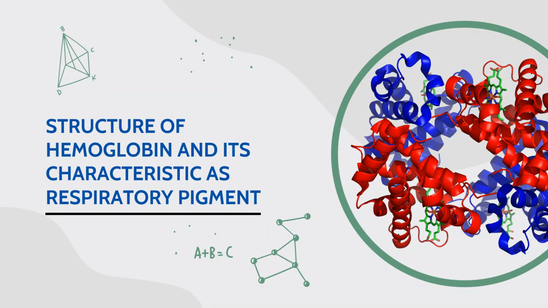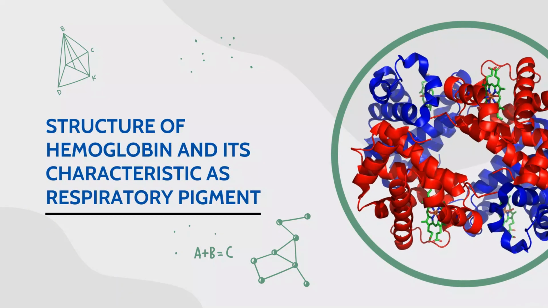Hello everyone, have you ever thought from where our red blood cell get the red color? The answer is from the hemoglobin, which gave the red pigment to our red blood cell. So, what is hemoglobin? And how about the structure? So today we'll go through more about hemoglobin, the structure, and also its characteristic as a respiratory pigment.